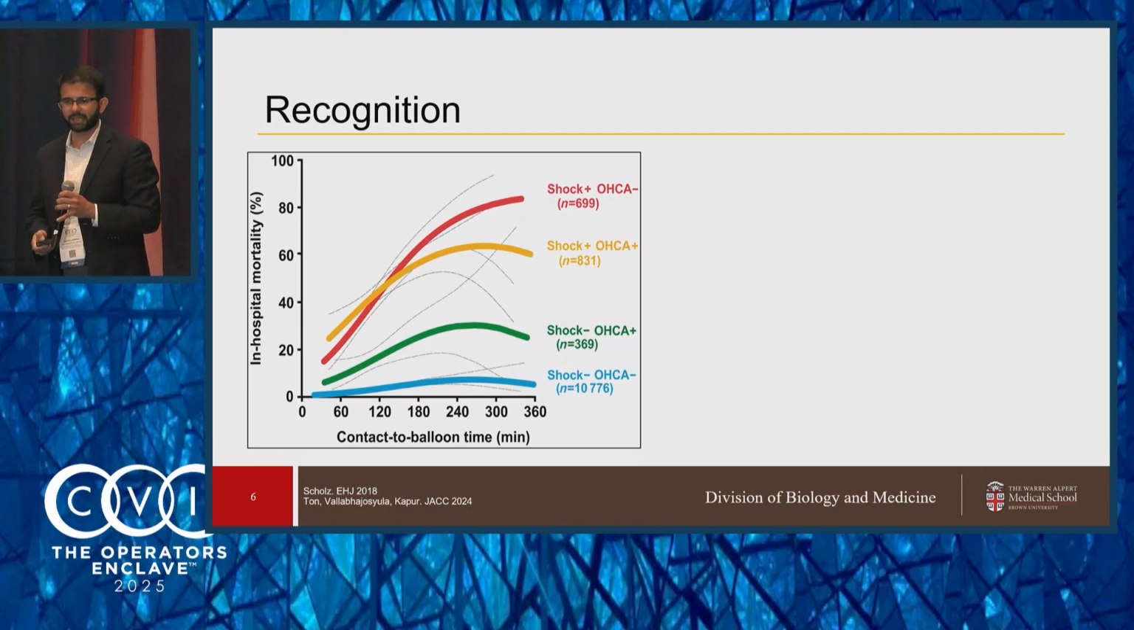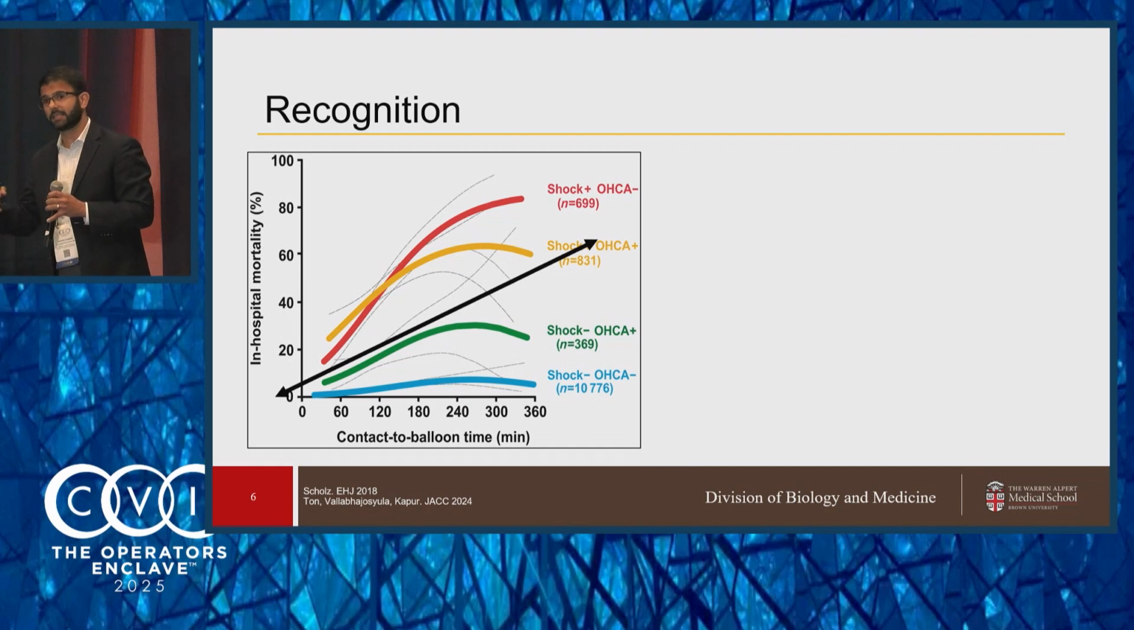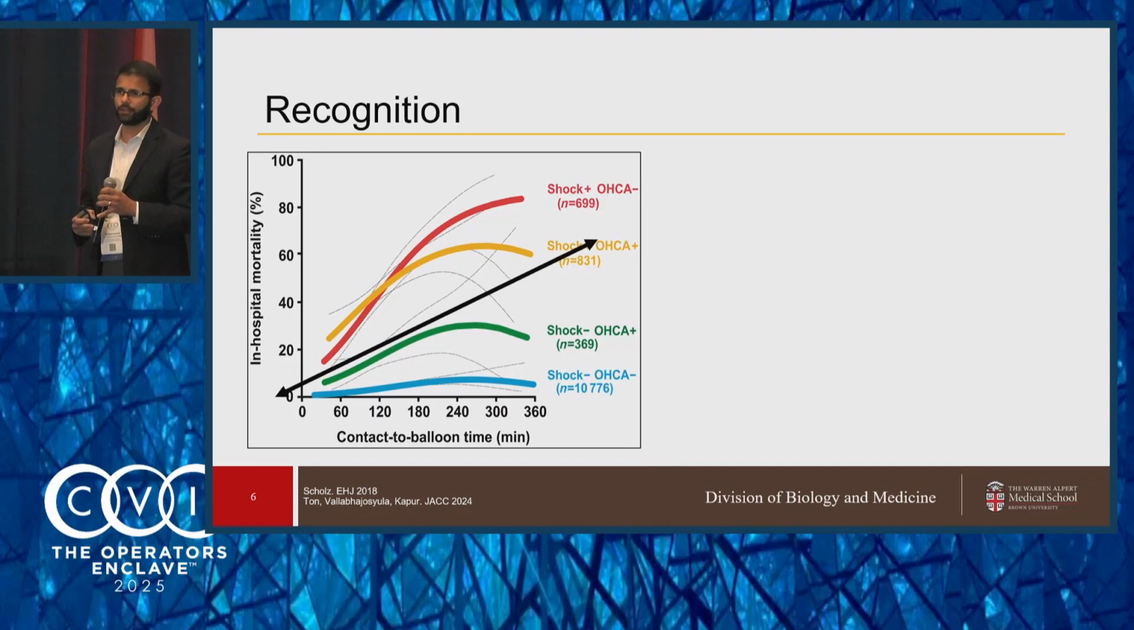This is from the FITT-STEMI trial where you see there's a clear separation in delays in care for these patients. Delays in door to balloon have a bigger penalty in those with shock, with or without concomitant cardiac arrest, as compared to those with only arrest or neither of the two.